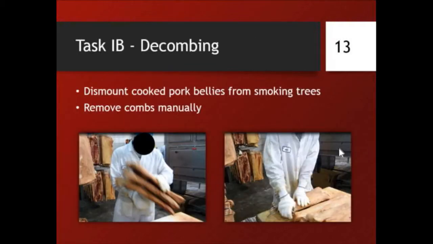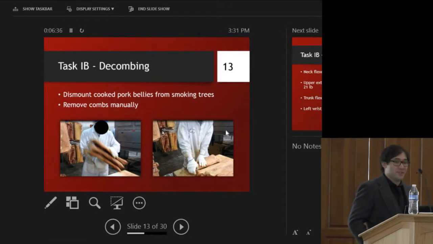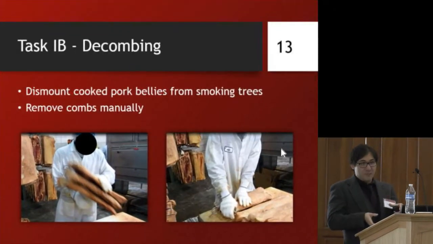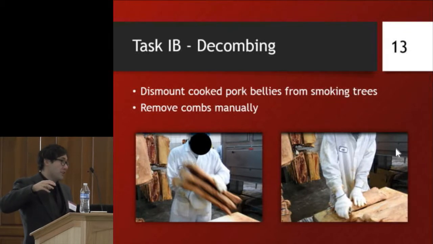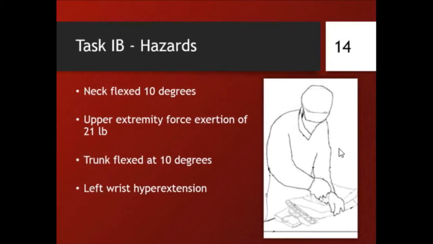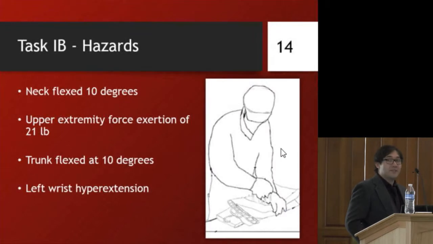The second half of the first task was the decombing of pork bellies. This involves dismounting cooked pork bellies from the smoking trees, placing them in front of the worker, and then manually removing the combs. The hazards involved in this include a static neck flexion of 10 degrees, upper extremity force exertion of 21 pounds. The trunk is statically flexed at 10 degrees, and the non-dominant wrist is operating in hyperextension during the entire task cycle.